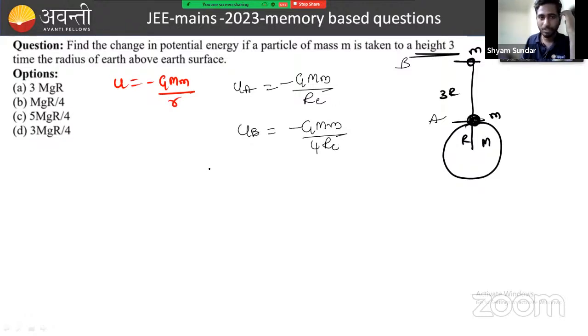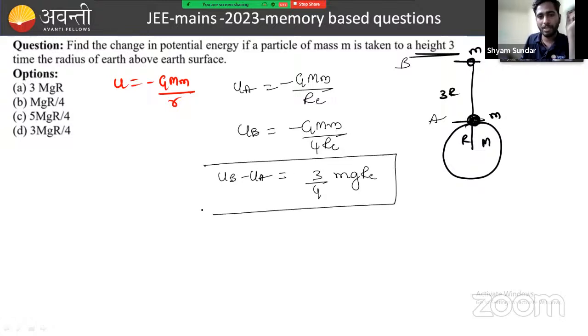Exactly. Okay. Calculate this change in potential energy, UB minus UA. You will get exactly 3/4 times mgRE. How to calculate? Already we calculated one such question. It is better to go by yourself.